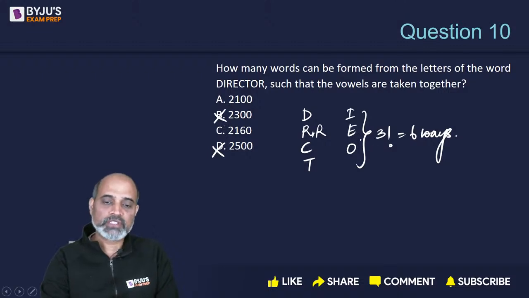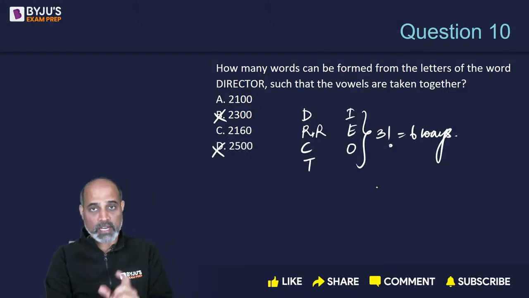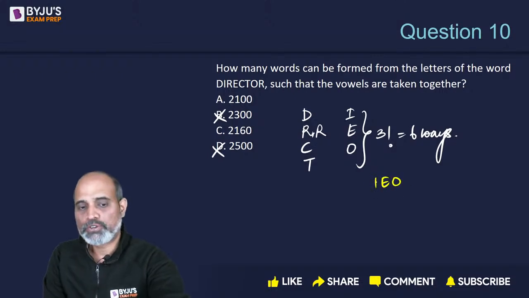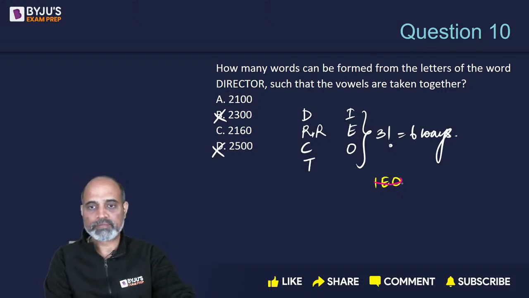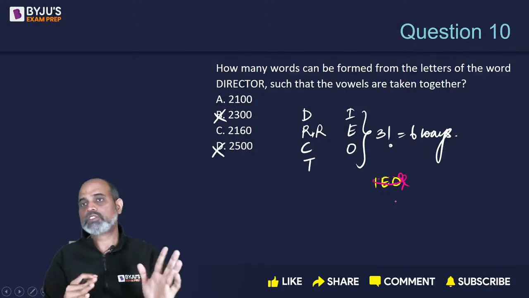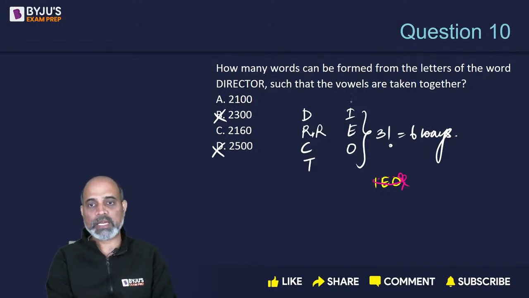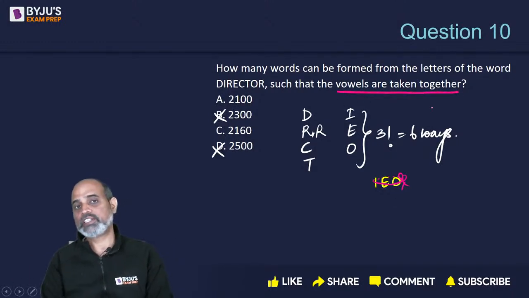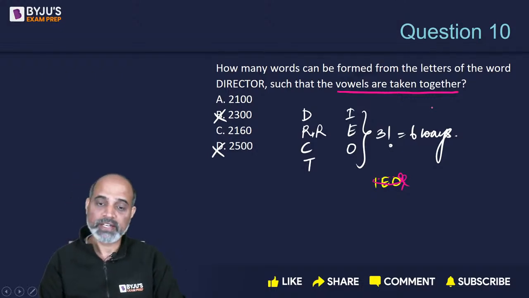So I, E, O, they can be arranged among themselves in 6 ways. Suppose IEO is one of the ways. Now what we are going to do is bind them. Okay, they are bound now. Once they are bound, wherever I take them, they will go simultaneously. We will be able to take care of this particular condition that the vowels are taken together, right?